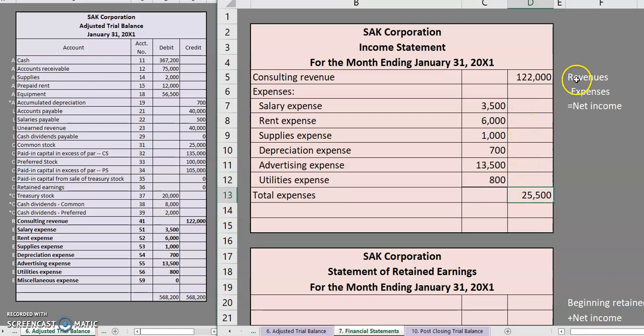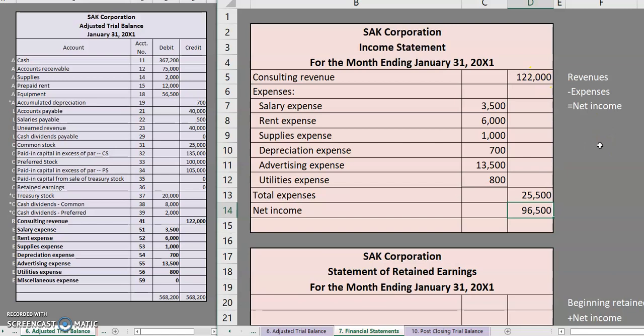So now you see we have our revenues. We have our expenses. Our last step is to subtract those to find our net income. I'm going to do a little bit of Excel here. Revenues minus our expenses cell. Net income of $96,500. Now, keep in mind, that's actually quite impressive for this company. That's a really good net income figure considering they only have $122,000 worth of revenue.